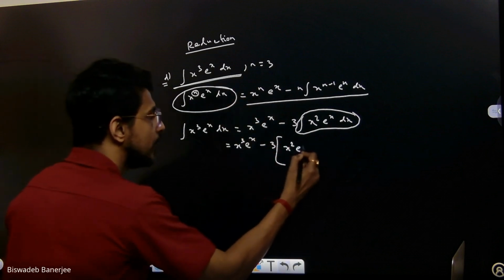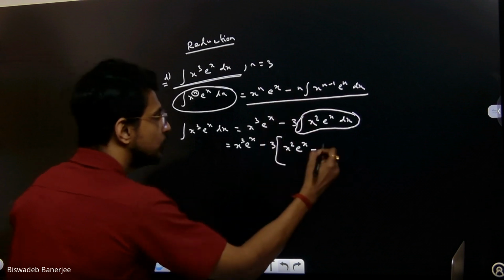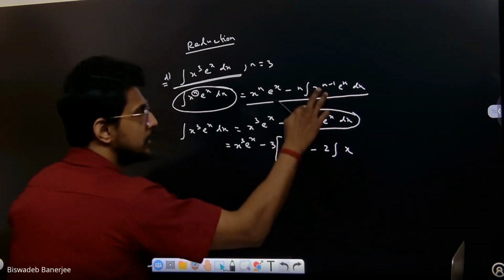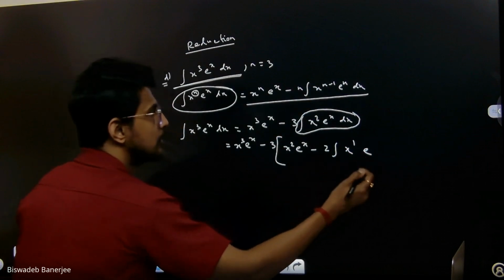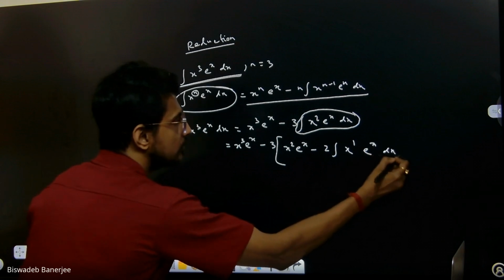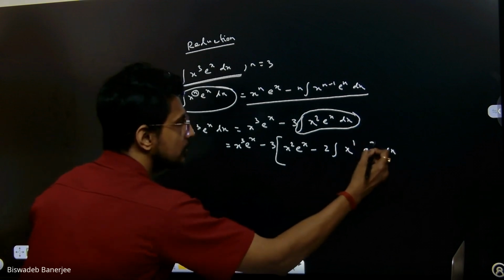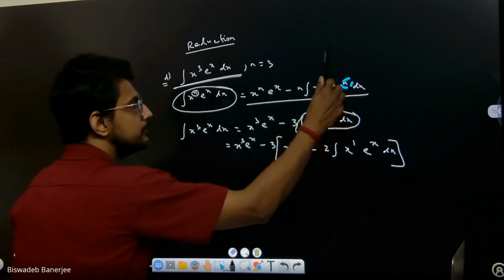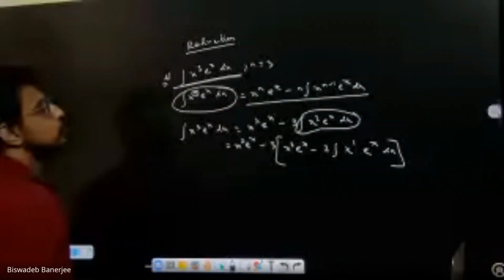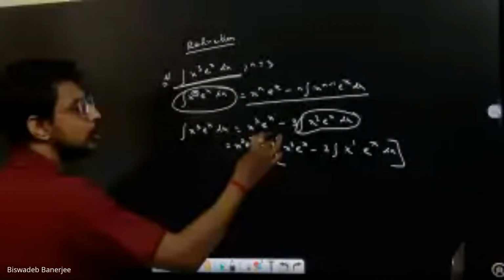This will be x squared e to the power x minus 2 times the integral of e to the power x dx, since 2 minus 1 means 1. Putting n equal to 2 here, we obtain the integral of x squared e to the power x.